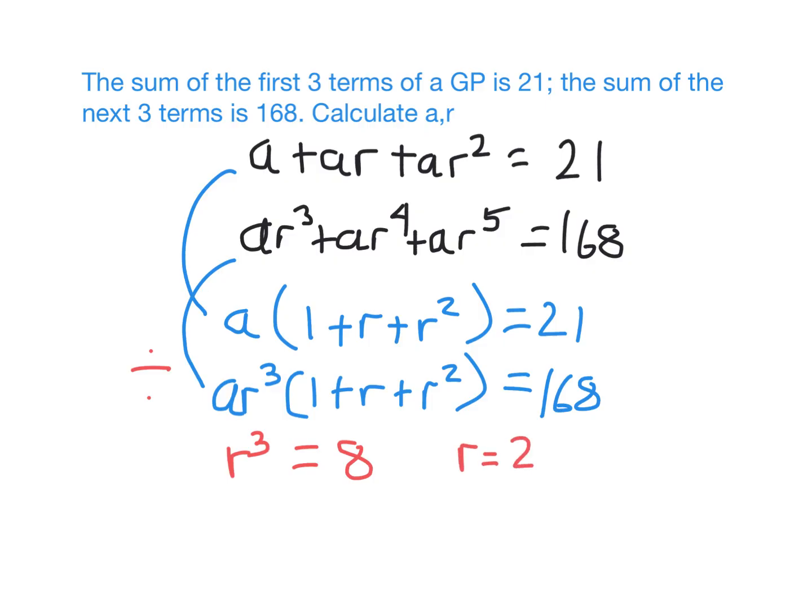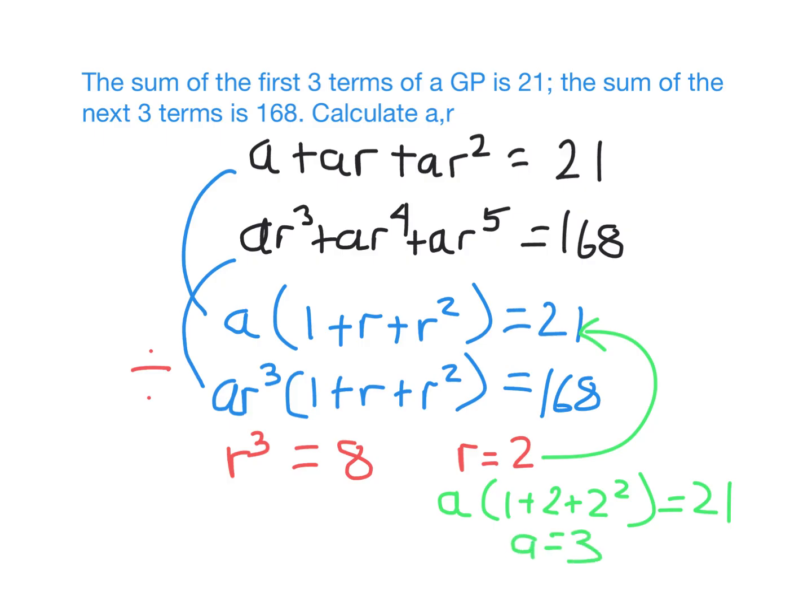So just note, when you have an odd power, there is only one solution to this kind of equation. So I found that R is equal to 2. What will be A? Well, let's substitute back into this equation and we'll find A. So A times (1 plus R plus R squared) is equal to 21. This, however, is just 7. So A is just 21 divided by 7, which is 3, and we're done.